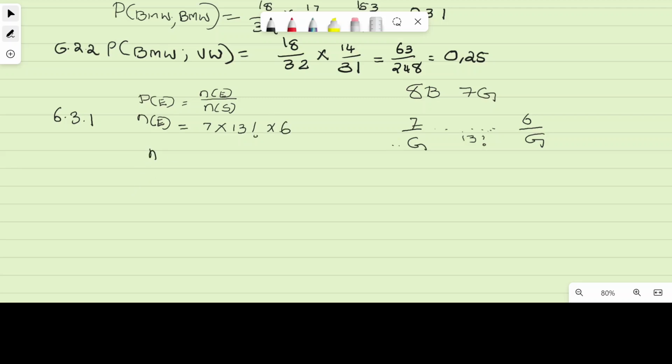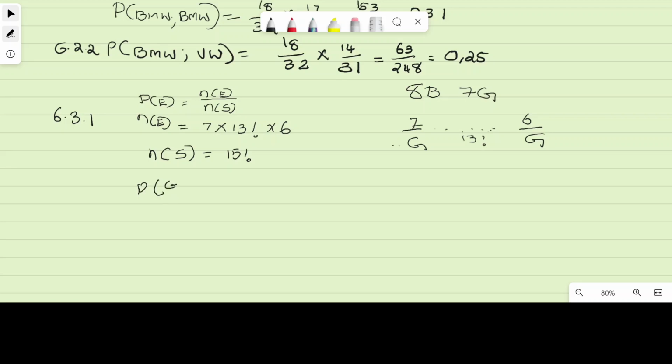What is the total number in the sample space? That will be without any restriction. Any boys and girls can sit anywhere. All the 15 children can sit anyhow. That is 15 factorial. So probability of the event.